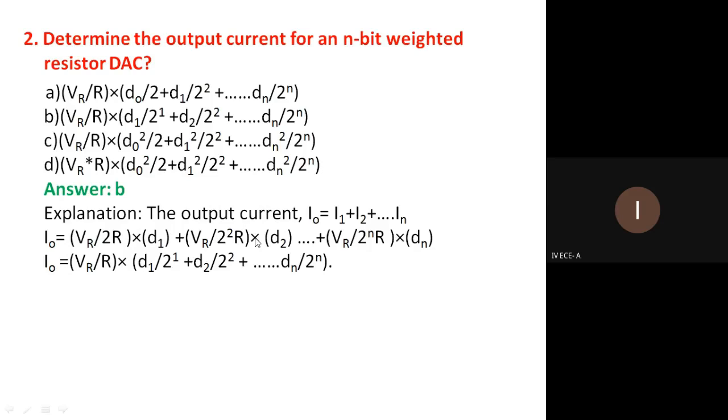Explanation: the output current is given by IO is equal to I1 plus I2 plus up to IN. We can write I1 is equal to VR by 2R into D1, I2 is equal to VR by 2 square into R into D2, and so on up to n number of bits, VR by 2 power n into R multiplied by Dn. After simplification we get the output current IO is equal to VR by R into D1 by 2 power 1 plus D2 by 2 square plus Dn by 2 power n.